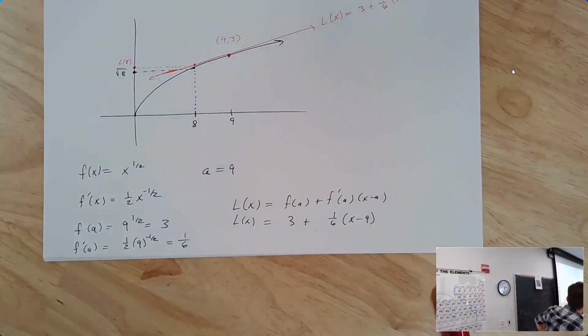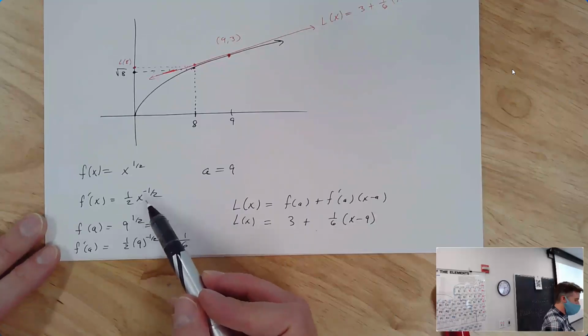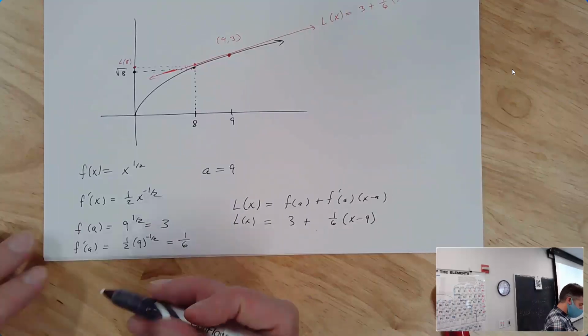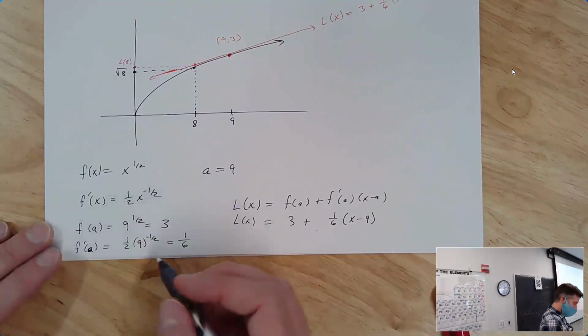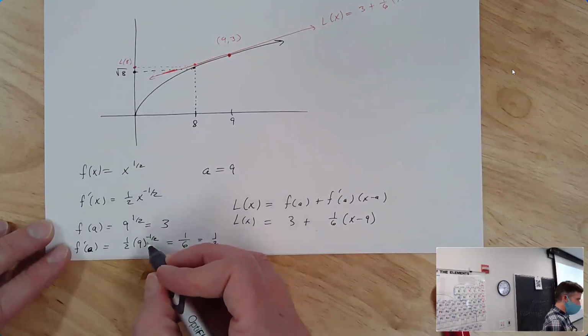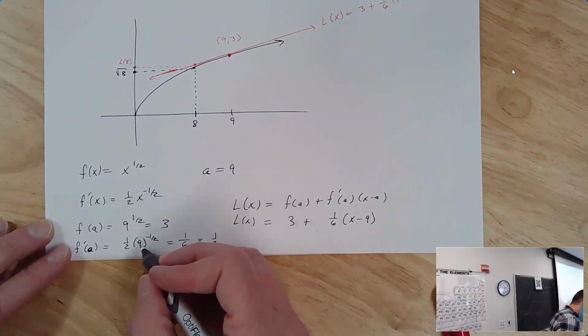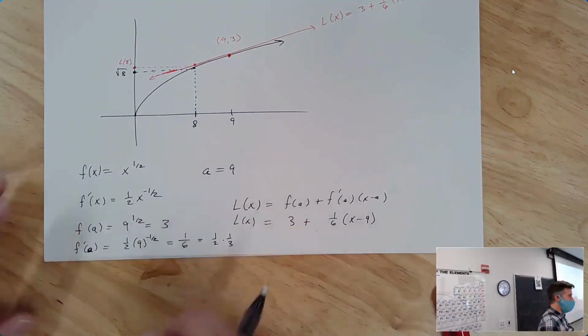For f prime of x, is that negative 1/2? No, it's positive 1/2. It's a positive 1/2 times x to the negative 1/2. And then also for f prime of a, it's the power of negative 1/2, right? Correct. So what I'm getting there is 1/2 times 9 to the negative 1/2, which is 1 over the square root of 9, which is 1/3, or 1 over 9 to the 1/2.